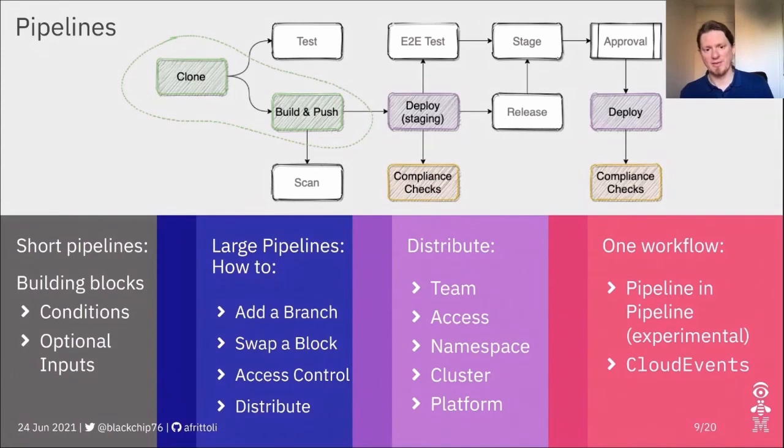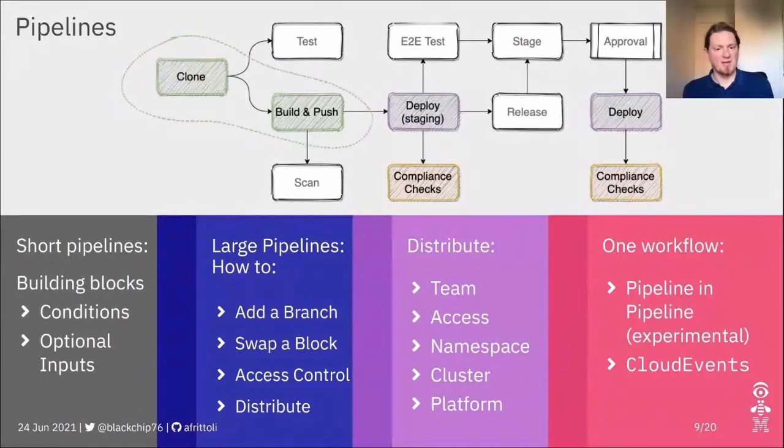For large pipelines, however, it gets more difficult, because if you define a very large pipeline and you want people to reuse it, what happens if they need to add a branch to it, or swap a block, maybe instead of running tests, they want to run a different type of test than the one that is defined there? And how do you deal with access control? Different tasks in your pipeline may need to have access to different resources, and how do you distribute a pipeline?